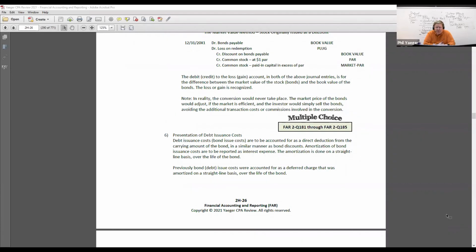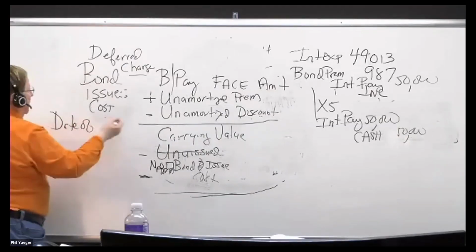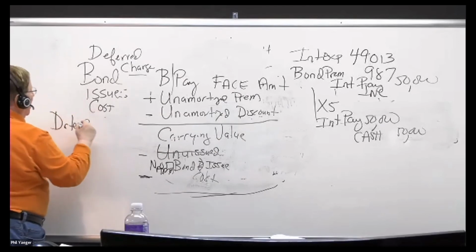That must be something new. I wasn't aware of that. It used to be bond issue costs, but it's shown as interest expense. The amortization is done on a straight line basis over the life of the bonds. Previously, bond issue costs were accounted for as a deferred charge that was amortized on a straight line basis over the life of the bonds. Now, when you look at a bond, and a bond has a date of... what do I call it? The date of the bond.